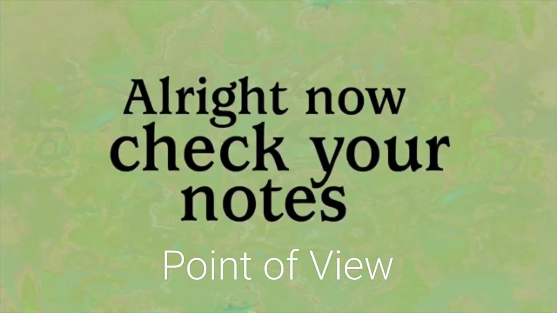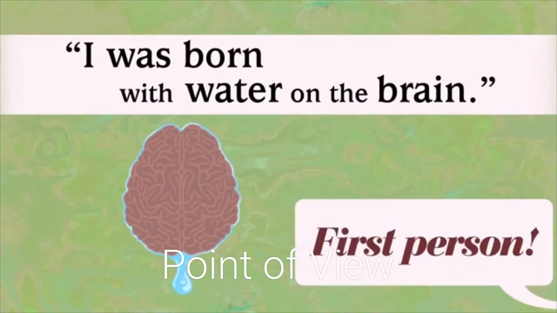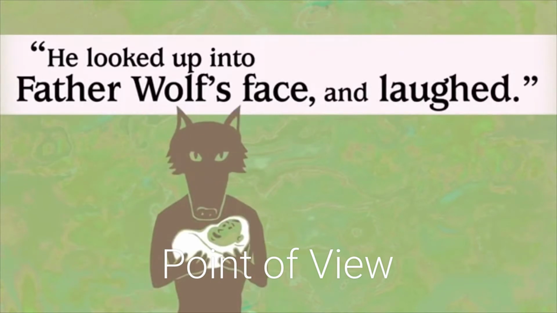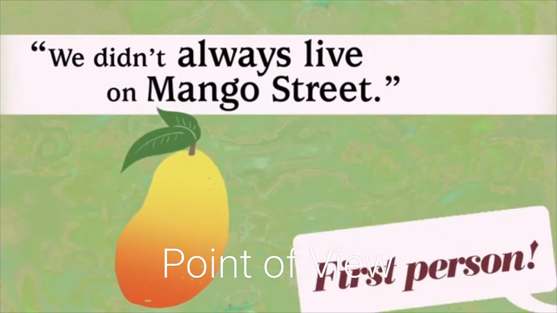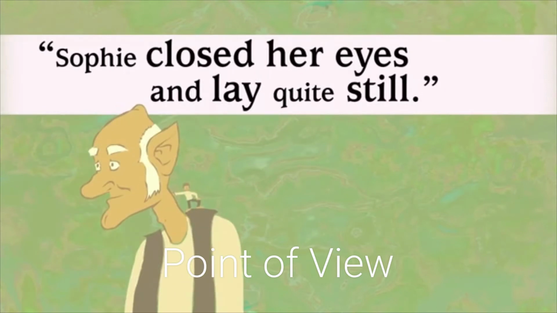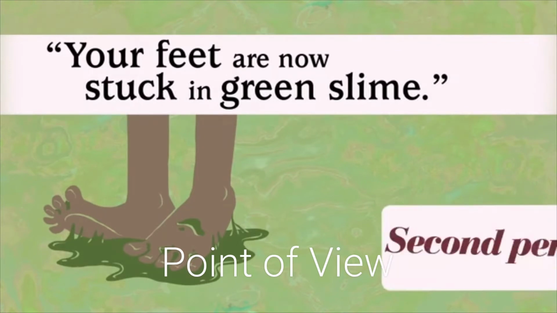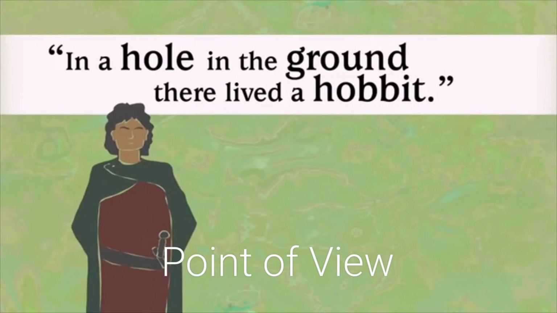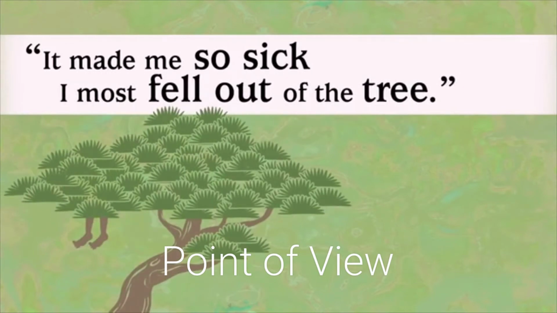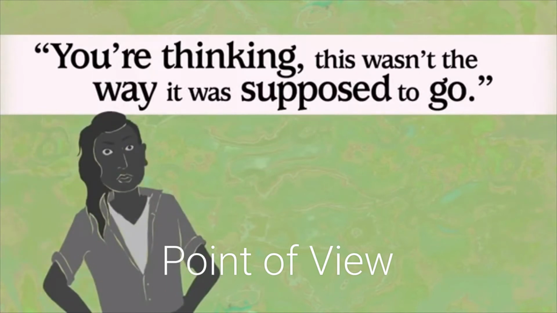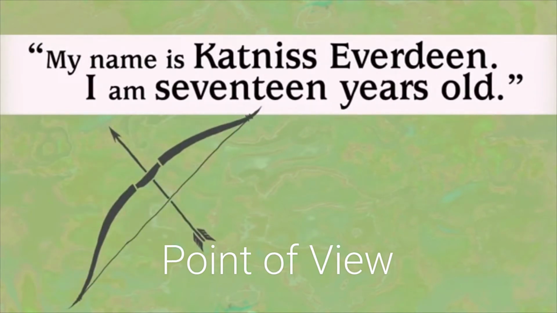Alright now, check your notes. Tell me which POV is in each quote. I was born with water on the brain. That's First person. He looked up into Father Wolf's face and laughed. That's Third person. We didn't always live on Mango Street. That's First person. Sophie closed her eyes and lay quite still. That's Third person. Your feet are now stuck in green slime. That's Second person. In the hole in the ground there lived a hobbit. That's Third person. It made me so sick I almost fell out of the tree. That's First person. You're thinking this wasn't the way it was supposed to go. That's Second person. My name is Katniss Everdeen. I'm 17 years old. That's First person.